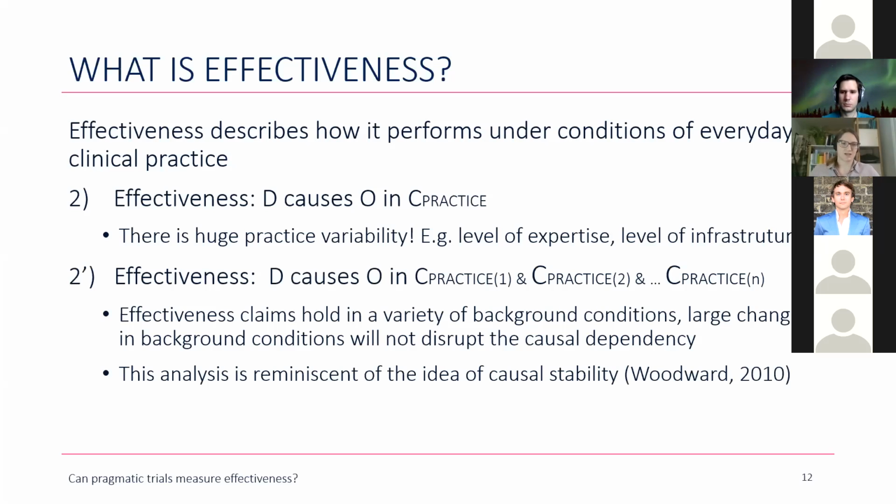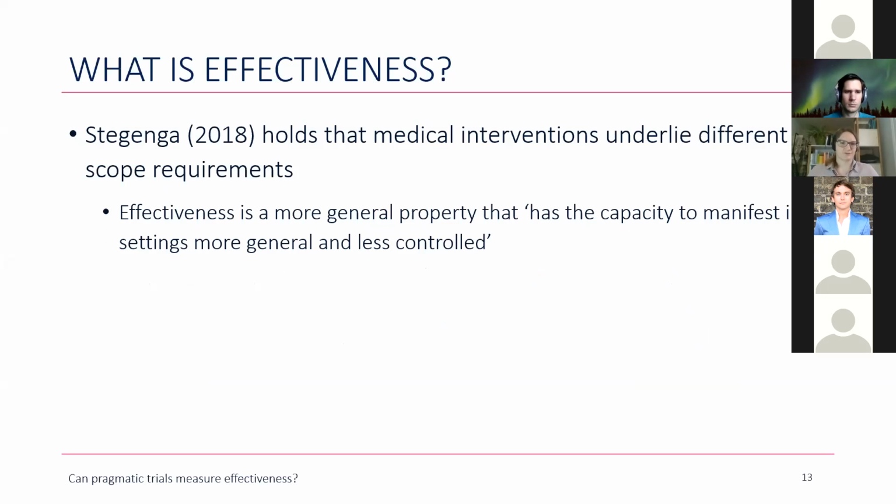So we might want to take this analysis a little further and say that effectiveness is in fact some drug that causes an outcome in one practice setting, in another, and so on and so forth. Now, the idea behind this analysis seems to suggest that effectiveness claims hold in a variety of background conditions, and also large changes of background conditions may not disrupt the causal dependency of this drug causing its outcome. And we can call this an analysis that is reminiscent of the idea of causal stability, if I may borrow this notion from Woodward.